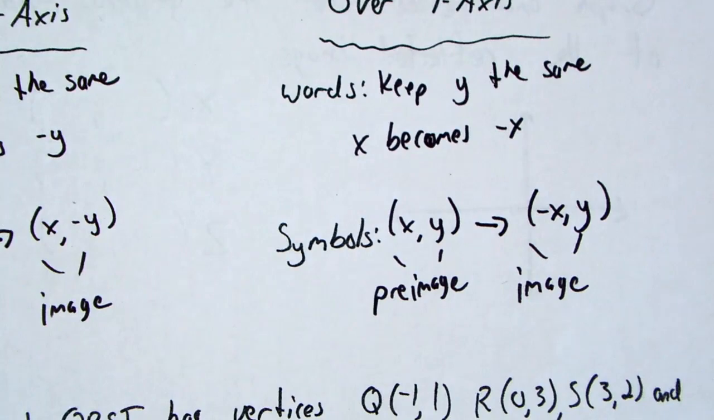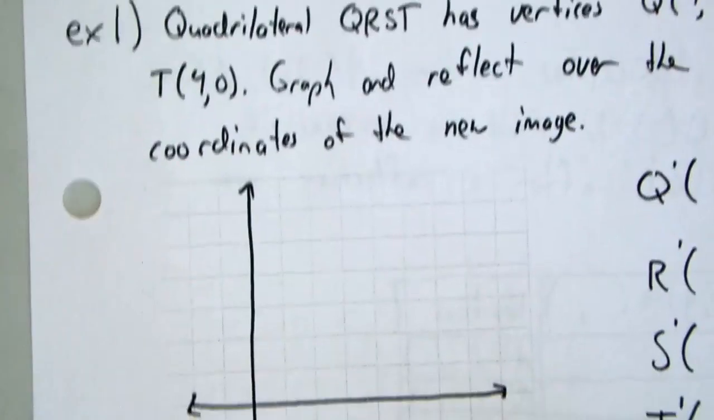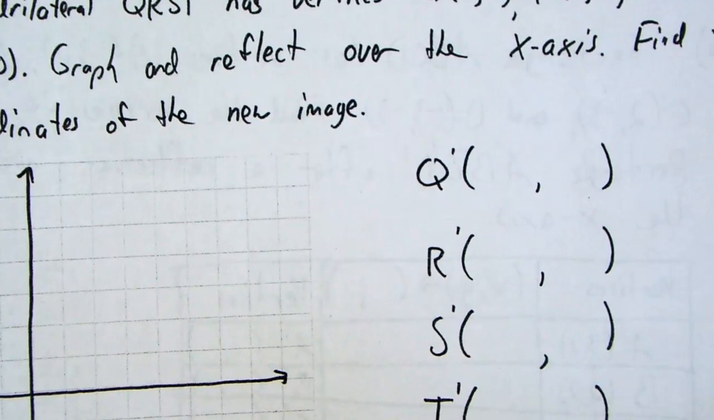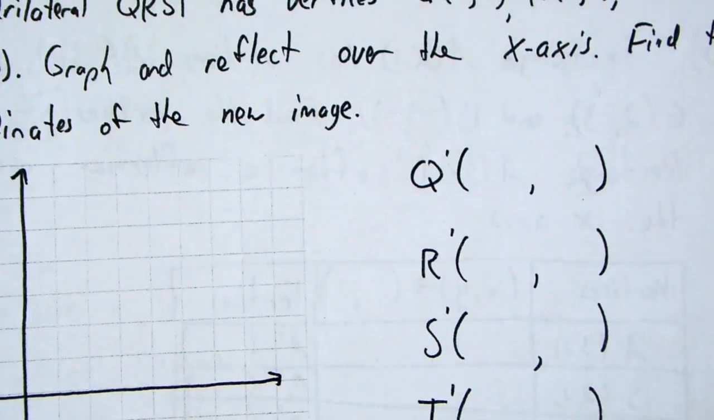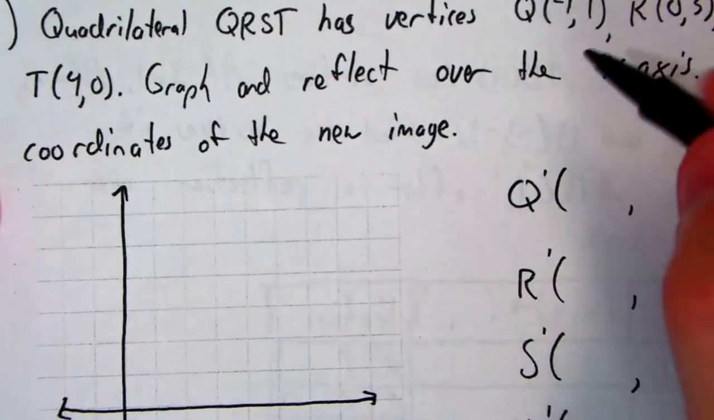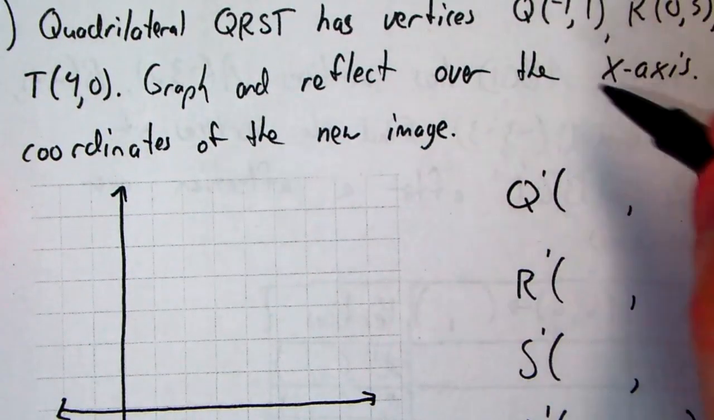So let's go through a couple of examples here. Example 1 says quadrilateral QRST has vertices of Q at negative 1, 1, R at 0, 3, S at 3, 2, and T at 4, 0. It says graph and reflect over the x-axis. Find the coordinates of the new image. So the first thing we need to do is actually graph this quadrilateral.